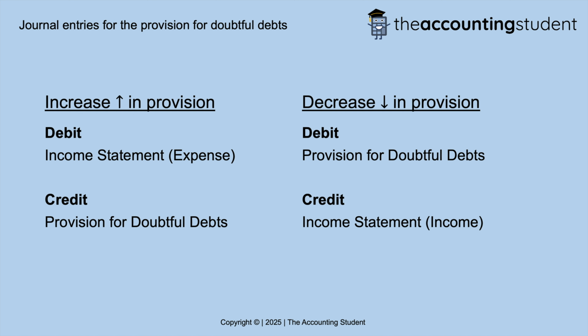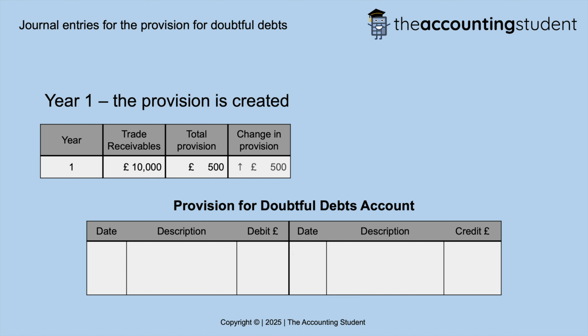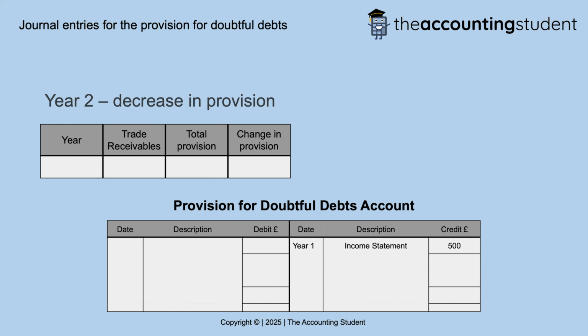So now let's have a look at an example of how this is shown. In year 1, the provision is created. The business had trade receivables of £10,000, a total provision of £500, and the change in provision is also an increase of £500 because the provision has been created in this year. The increase of £500 in provision means that this is entered on the credit side of the provision for doubtful debts account.